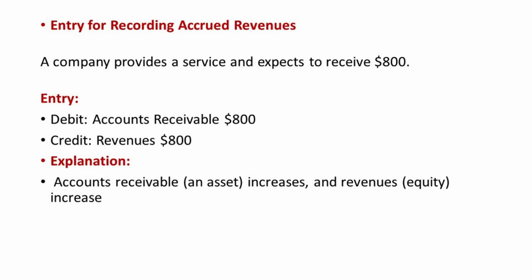Entry for recording accrued revenues. A company provides a service and expects to receive $800. Entry: debit, accounts receivable $800. Credit: revenues $800. Explanation: accounts receivable, an asset, increases, and revenues, equity, increase.